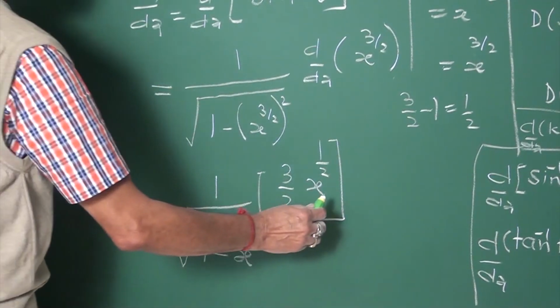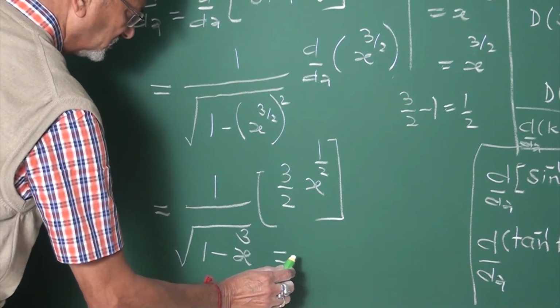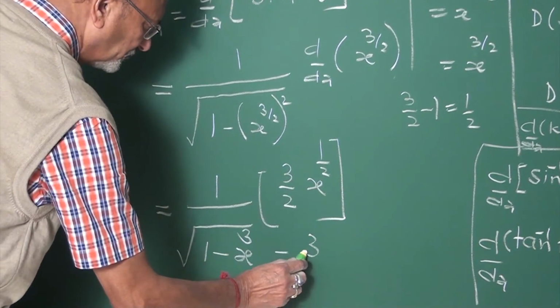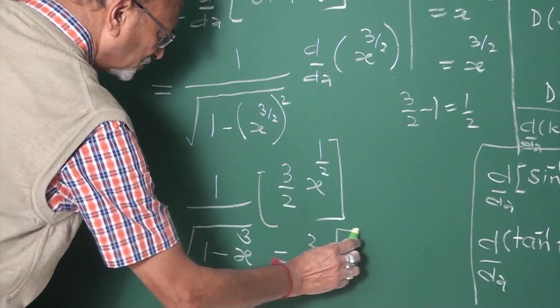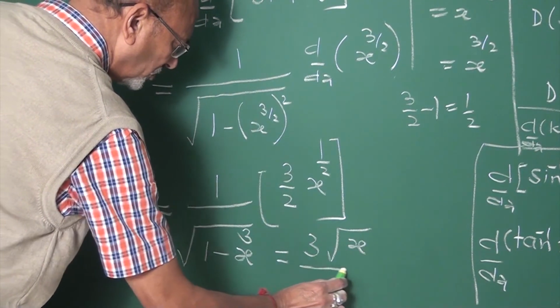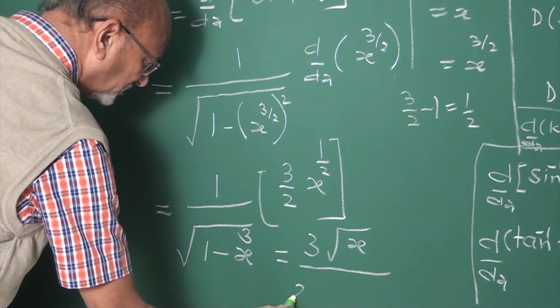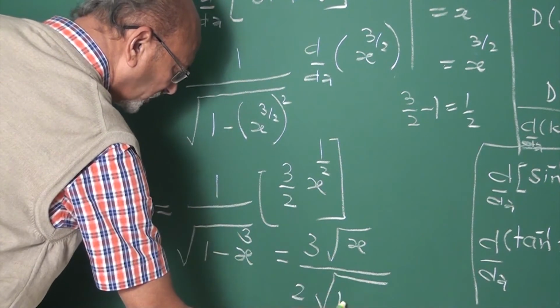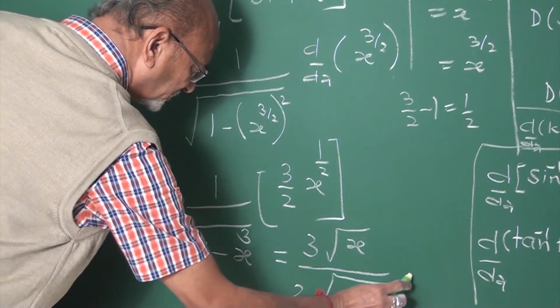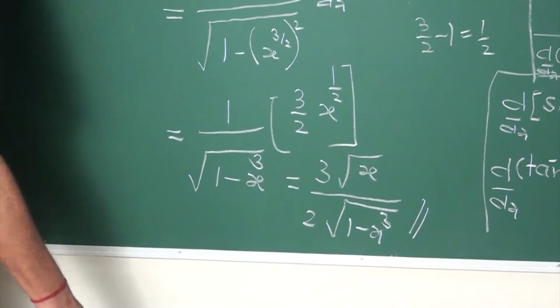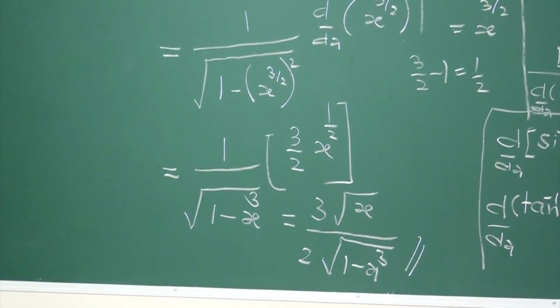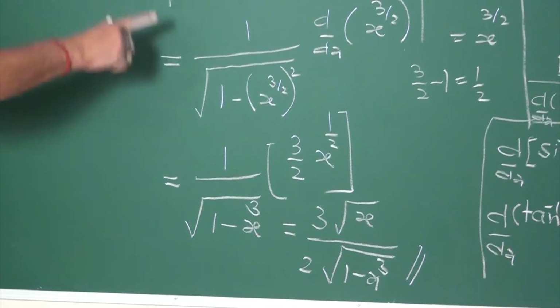So, if you write this, it is 3. X to the power half is root x. The denominator 2 comes here, into square root 1 minus x cube. That is the answer. Yes, my friends, observe it.